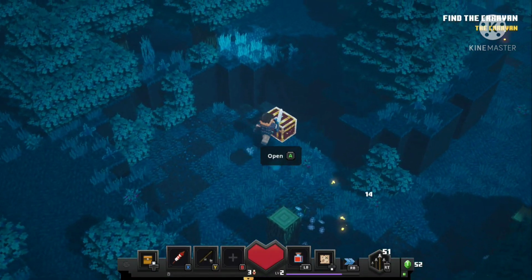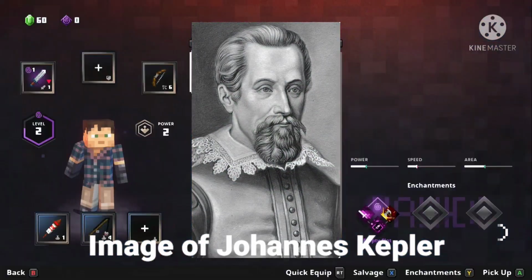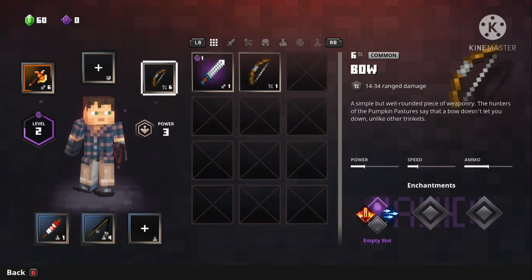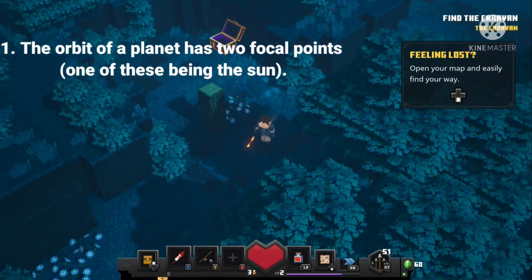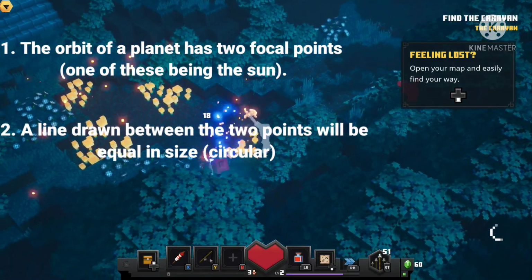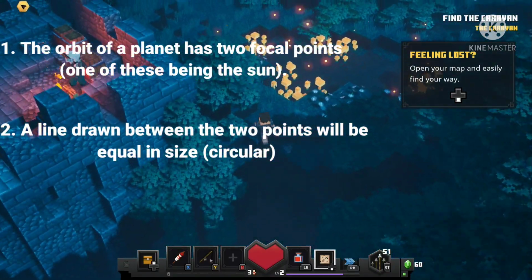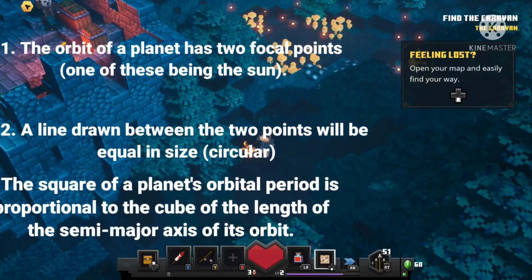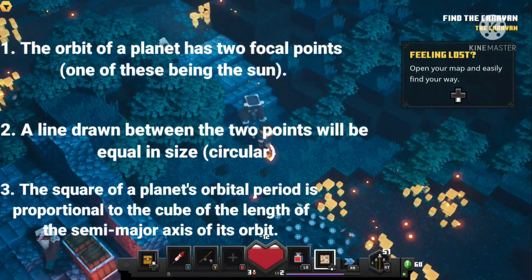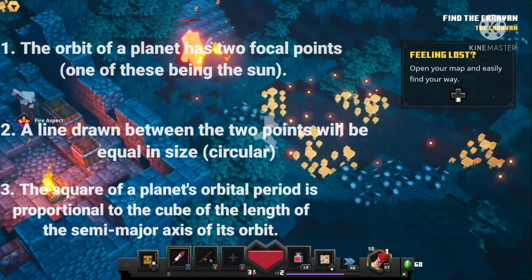Kepler's Laws of Planetary Motion, published by Johannes Kepler between 1609 and 1619, are three laws that state the orbit of a planet has two focal points, with the Sun being one of the points. A line segment joining a planet and the Sun sweeps equal areas during intervals, and the square of a planet's orbital period is proportional to the cube of the length of the semi-major axis of its orbit.